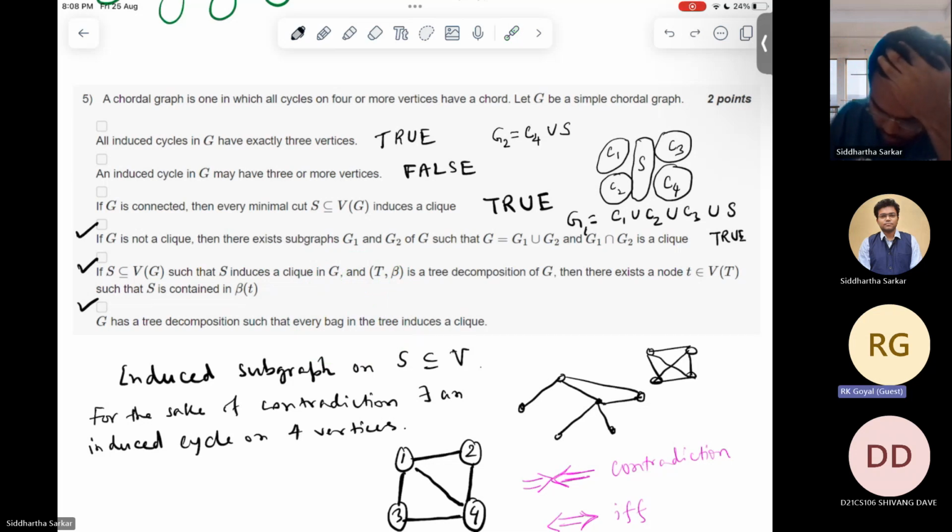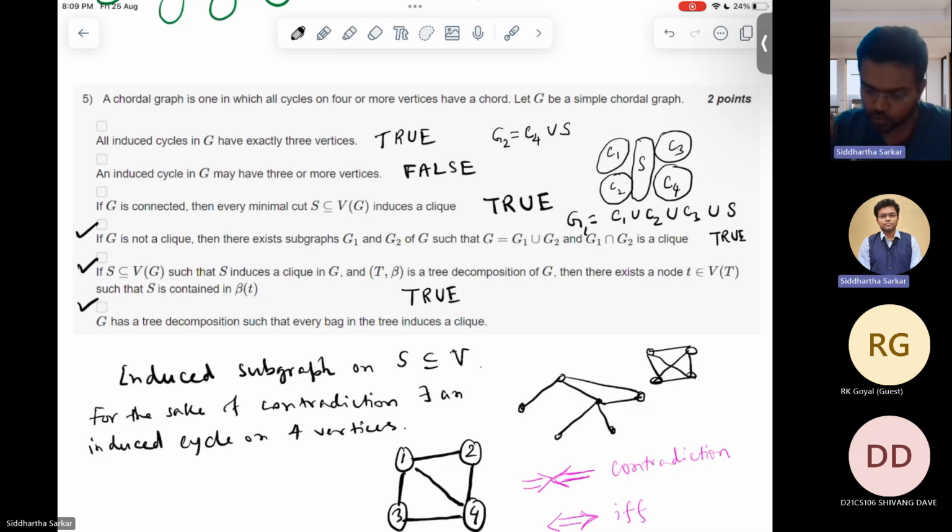And the last one is that G has a tree decomposition such that every bag in the tree induces a clique. It is not necessary that every bag induces a clique. So what does it mean? If there are three components A, B, C, where A is connected to B, and A is connected to C. Yes, this is true, but the argument is slightly trickier.